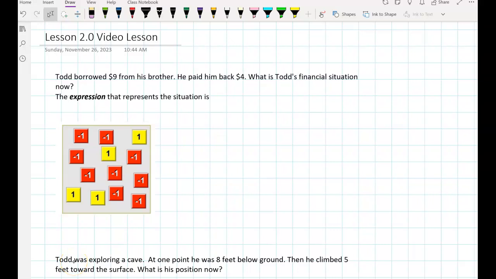Welcome back, math friends. Today we're taking a look at adding with integers, and we are going to be using a model called an algebra tile model, and we're going to be using drawings of algebra tiles to add positive and negative integers. And something that you need to remember when we're doing this is the concept of zero pairs.